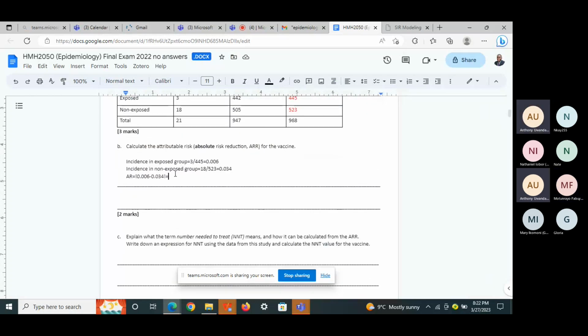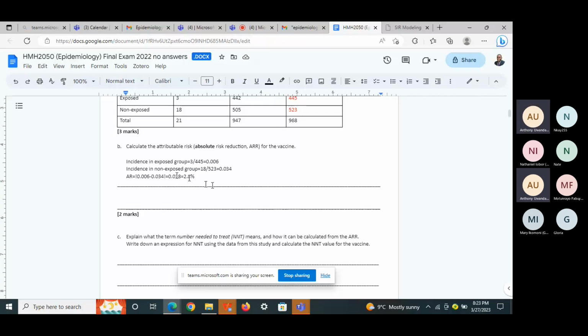Okay. So what's the difference between these two here? 0.028. Okay, and that is equal to, times it by 100, that will be 2.8%. Is that right? Yes. So that will be 2.8%.